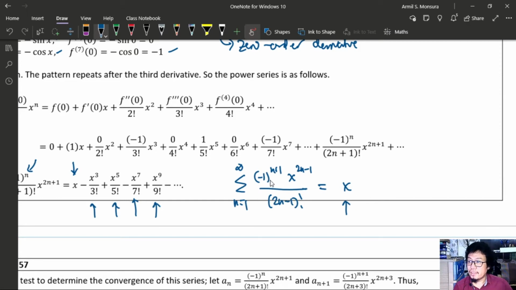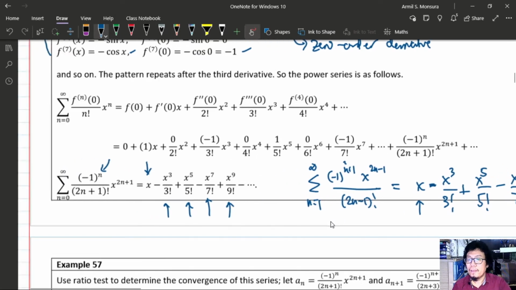And then the next term is negative because n becomes 2, so 2 plus 1 is 3, and negative 1 cubed is negative. This is 2 times 2, 4 minus 1, 3, so that's x cubed over 3 factorial, and so on. So I'm able to generate the same series. Actually, if you check, you have the same set of terms for each.